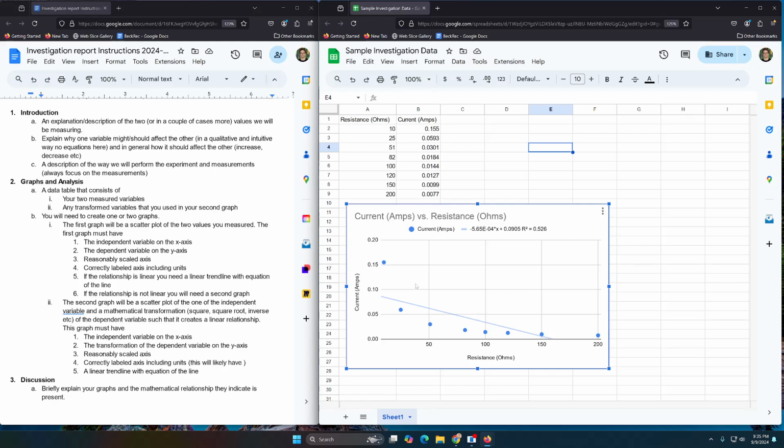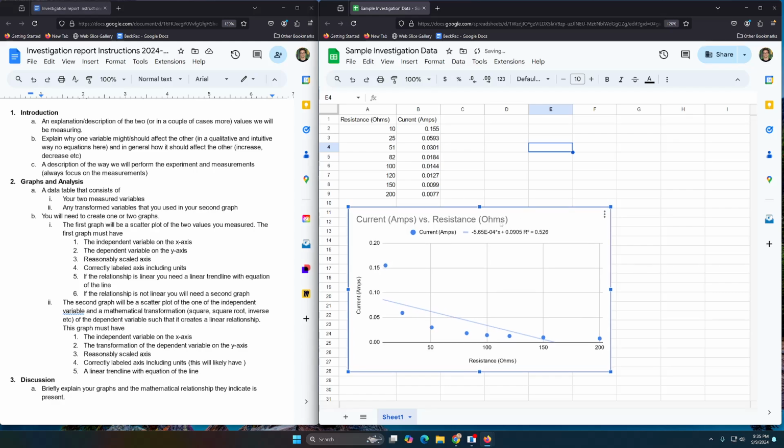So instead of showing current versus resistance, I actually want to show 1 over current. And you can guess this and get it wrong, and that's totally fine. You just would have to try again for your second graph. But we're going to do it.